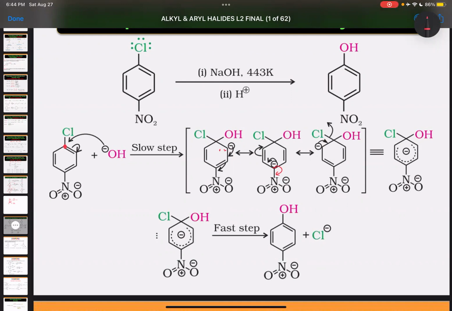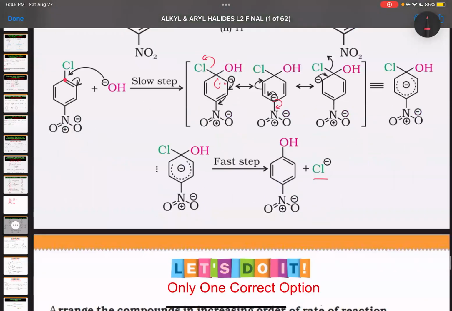And how is that benzene ring created? This minus charge comes again and tries to form the double bond, and the Cl minus will be pushed away. It will be pushed out. You can see here, and you have benzene. Is it clear?